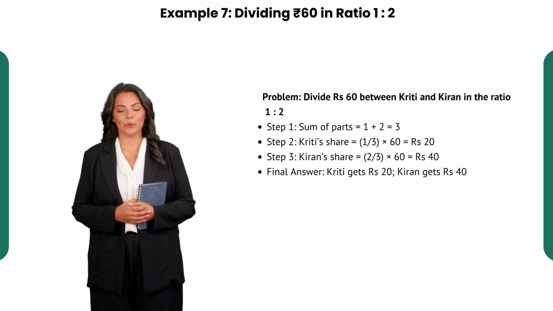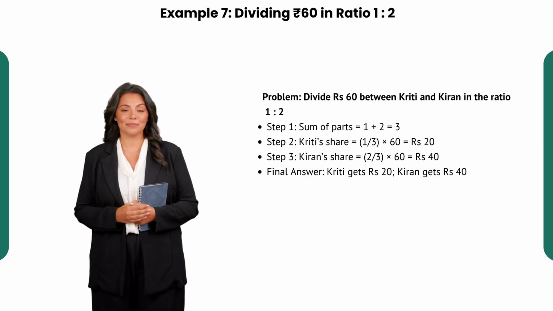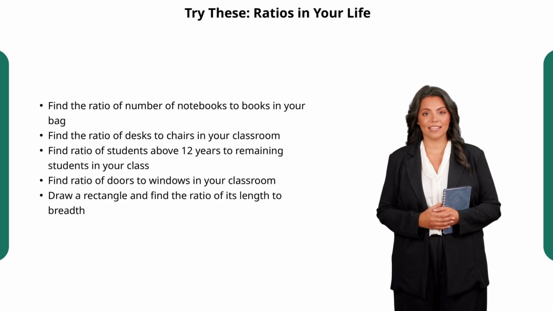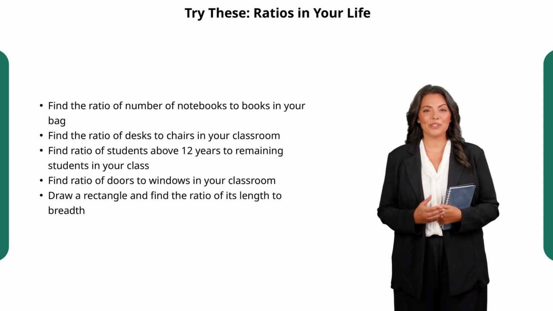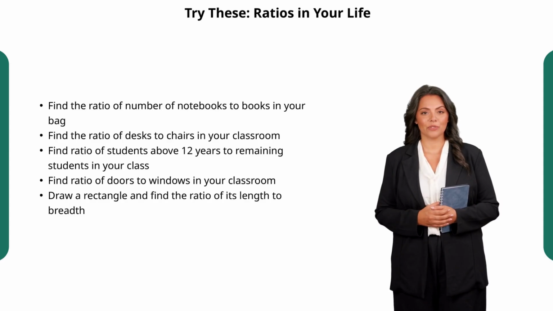This simple example shows how dividing into ratio parts allocates the total fairly and clearly. Try using this method to divide candies or time slots with your friends. Now, it's your turn. Let's connect what we've learned to your daily life. Try finding the ratio of notebooks to books in your bag. Are there more notebooks or books? What is the ratio? Next, look at your classroom.